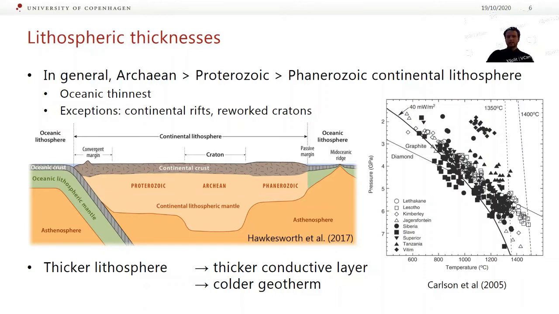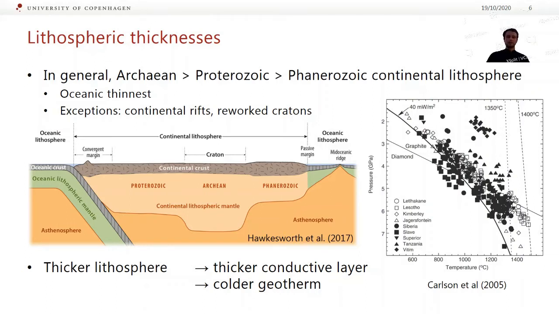On the right here is just a big compilation of pressure and temperature data from kimberlite xenoliths from Carlson et al. 2005. And you can see that by plotting up all these pressures and temperatures, you define a geotherm. This is the relationship between pressure and temperature.